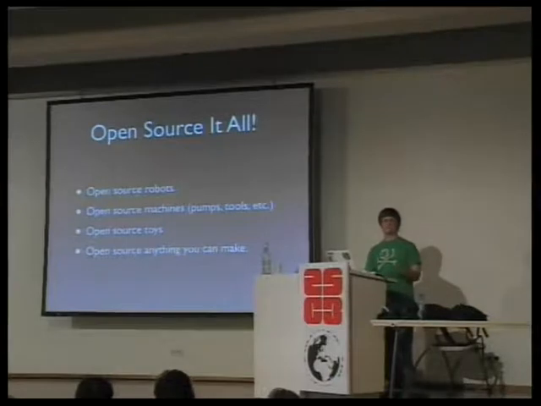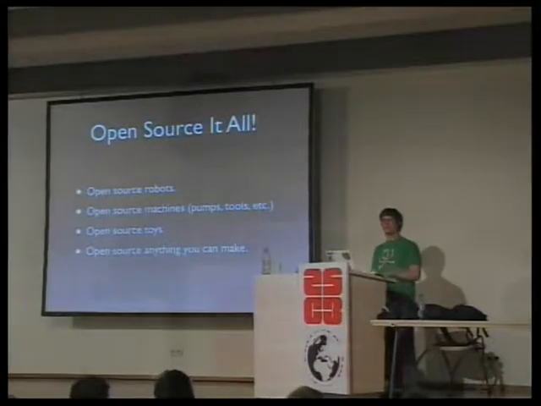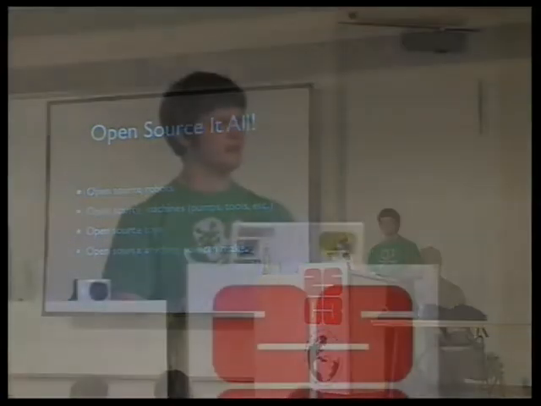So once we get to this point where there's some sort of critical mass of people with common machines that all work in the same way, then we're going to see people designing open source robots, open source machines that do useful things, open source toys, or pretty much anything that you can imagine that could be built by one of these machines.